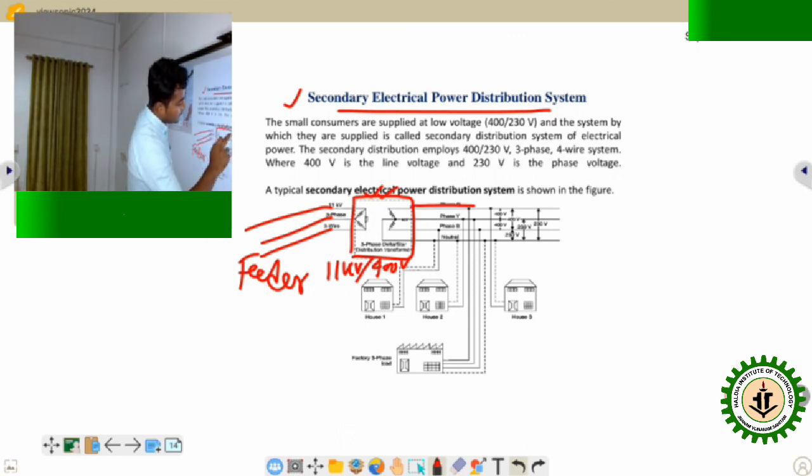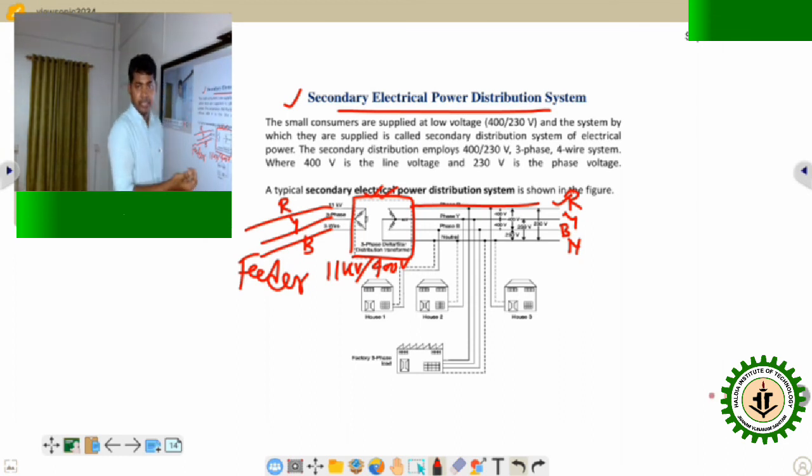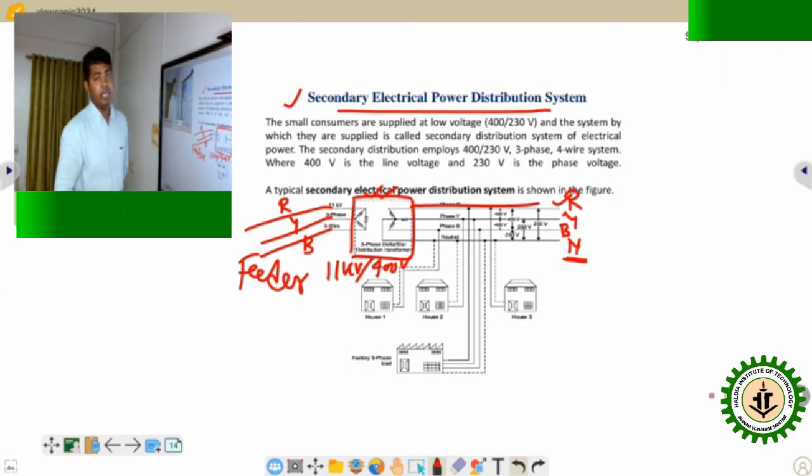4 wires are coming. But in the feeder there are 3 wires: R, Y, B. But in case of a distribution transformer, there is one extra wire always taken out. The extra wire is the neutral wire. Why? For single phase supply, the neutral must be considered. Without neutral, we cannot get the single phase supply. So that's why, for household supply, the single phase supply comes from one phase.